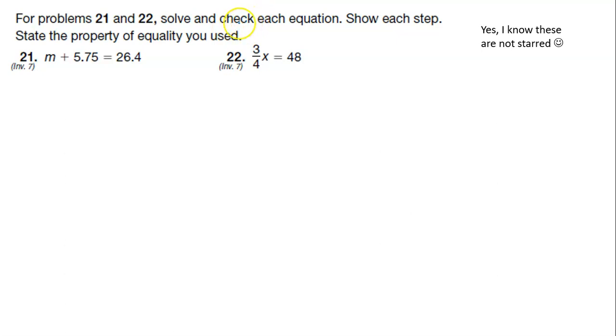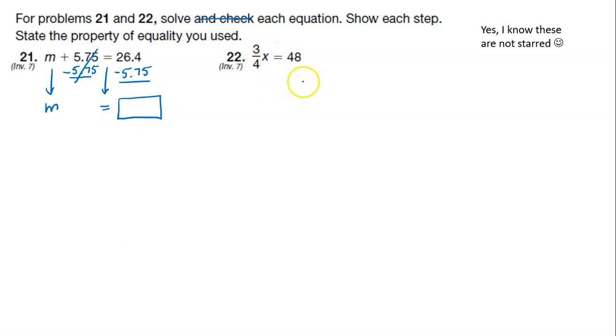Okay. This says solve and check. We're just going to solve. So here we're adding, so we're going to have to subtract. Subtract. And we'll come down. This is nothing, this is equals, and our answer will be right here.